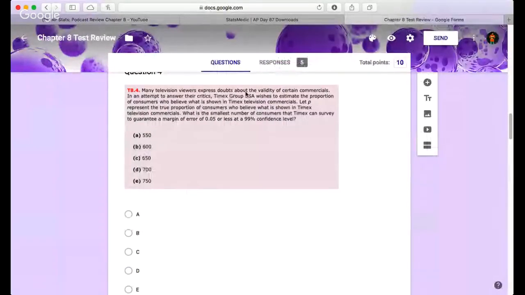Many television viewers express doubts about certain commercials, and companies that attempt to answer the critics wish to estimate the proportion of consumers. That's key, proportion. Let P represent the true proportion of customers who believe what is shown. What is the smallest number of consumers that Timex can survey to guarantee a margin of error of 0.05 or less at a 99% confidence level? Well, this would be where I would set 0.05 equal to Z star times its standard error, which is the square root of P hat times 1 minus P hat all over N, right? So that's what I would use on that one.